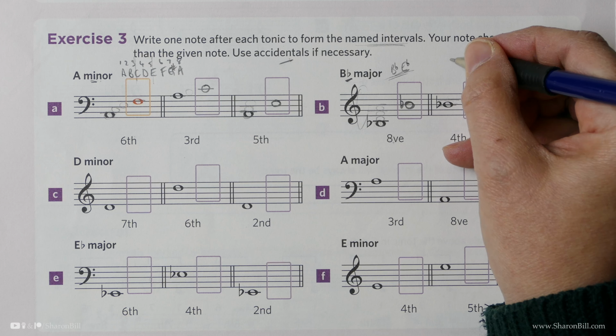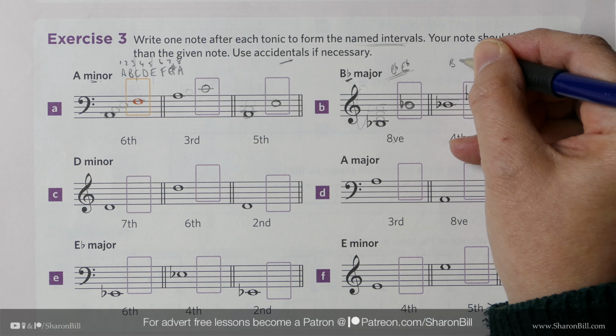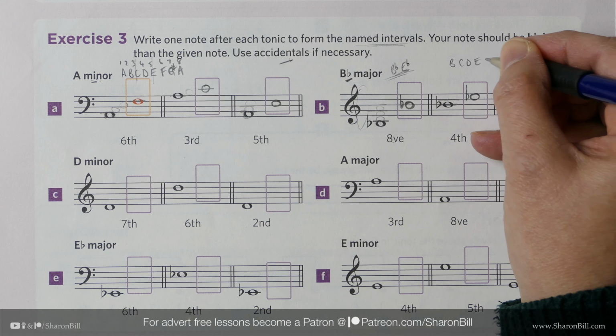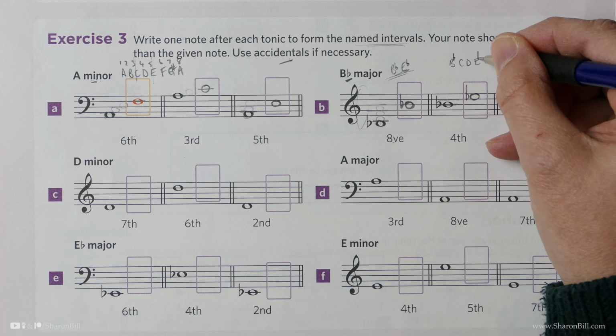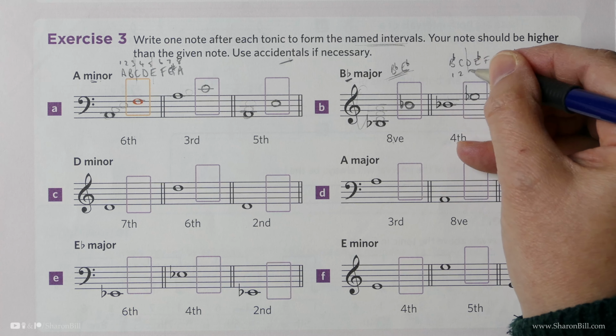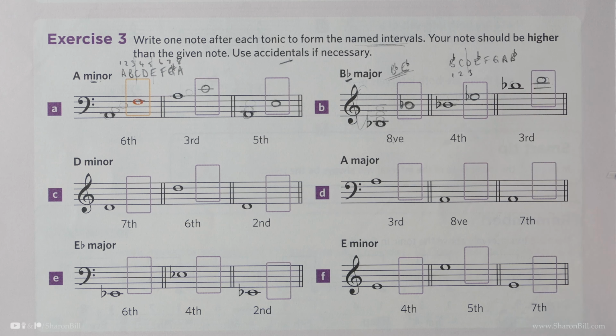And if you want to be sure, we could just count B, C, D, E, F, G, A, B. And of course it should be B flats and E flats. And then we can see that the D is the 1, 2, 3. So there we know that we're correct.